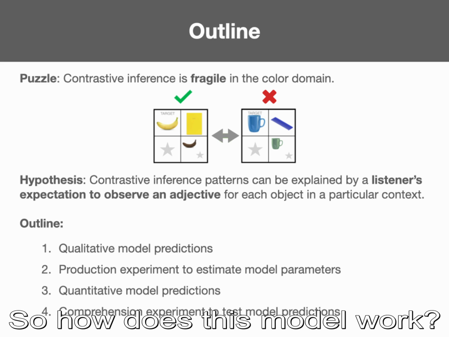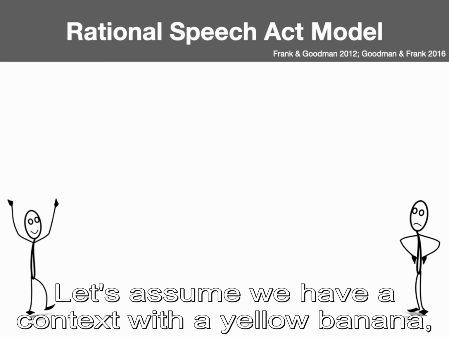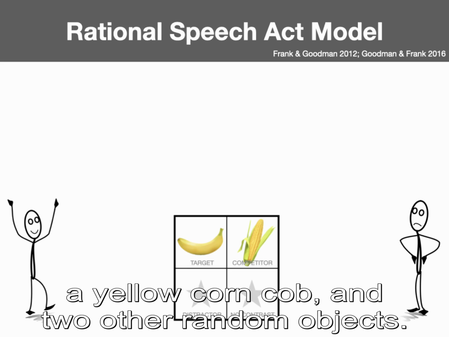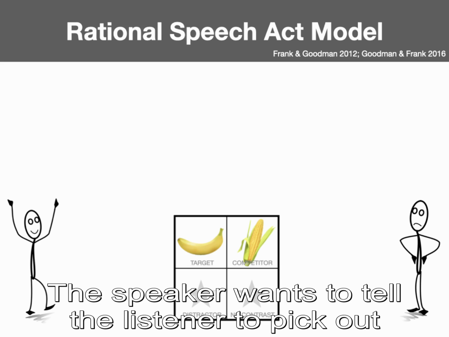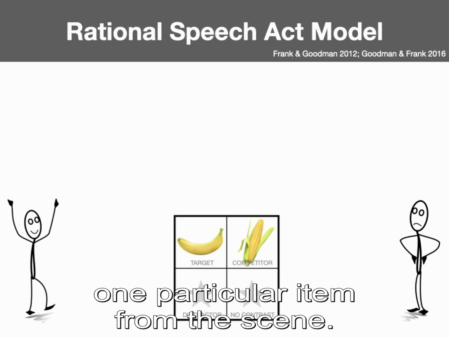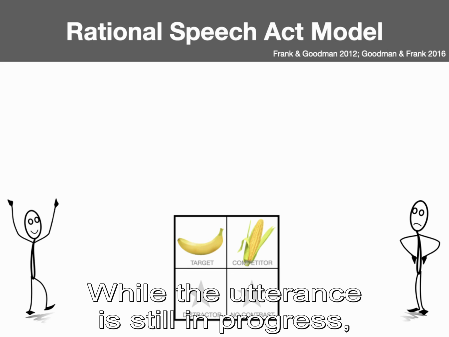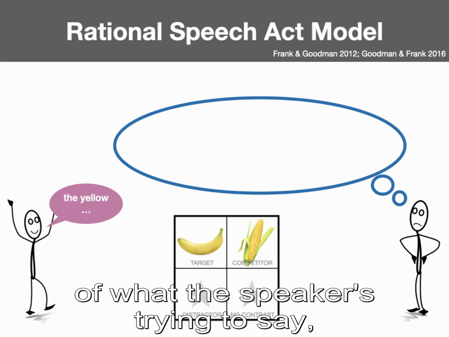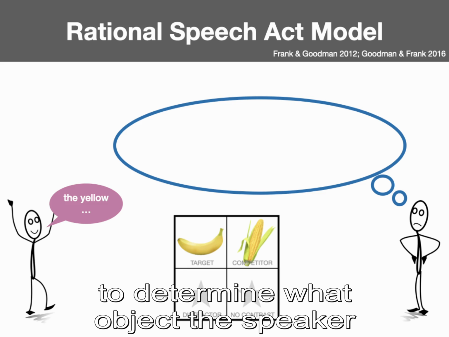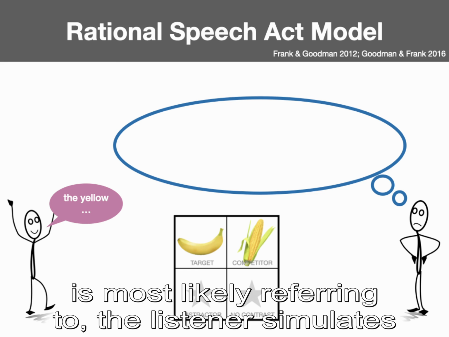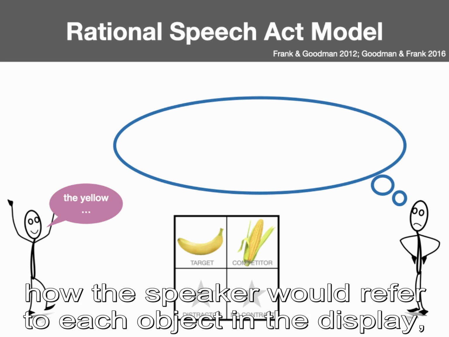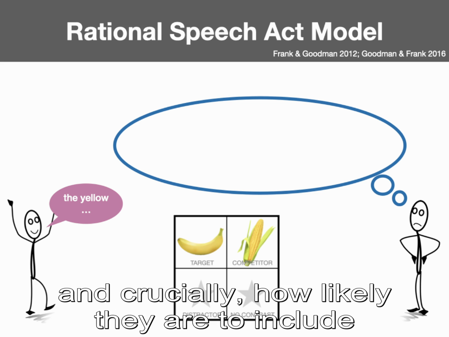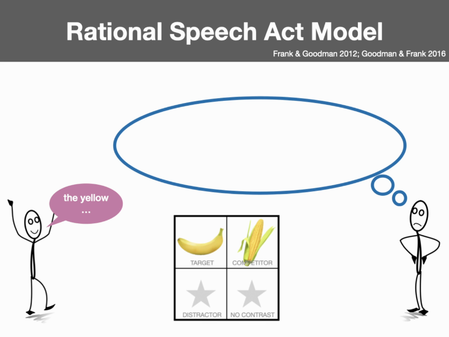So how does this model work? Let's assume we have a context with a yellow banana, a yellow corn cob, and two other random objects. The speaker wants to tell the listener to pick out one particular item from the scene. While the utterance is still in progress, the listener is trying to make sense of what the speaker is trying to say. To determine what object the speaker is most likely referring to, the listener simulates how the speaker would refer to each object in the display, and crucially, how likely they are to include the color modifier.